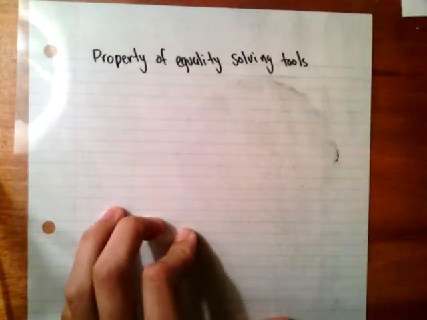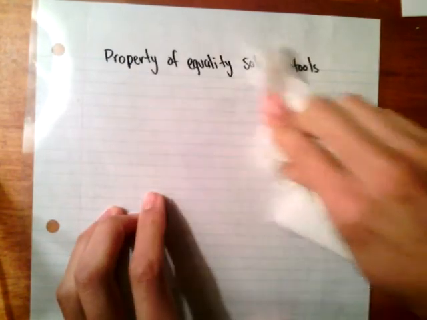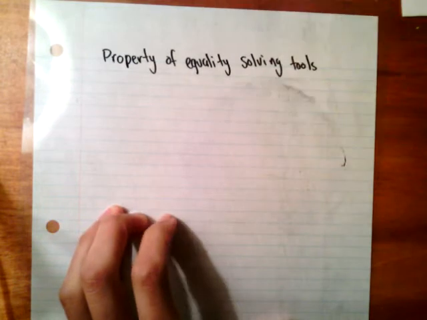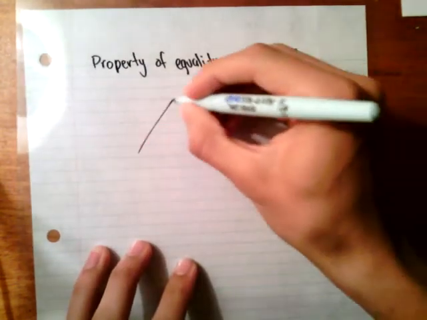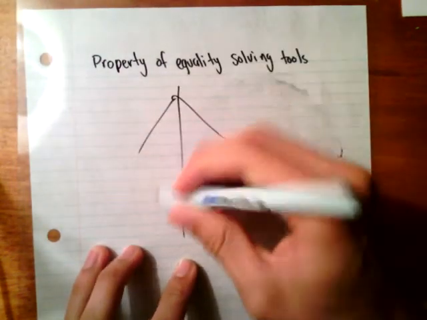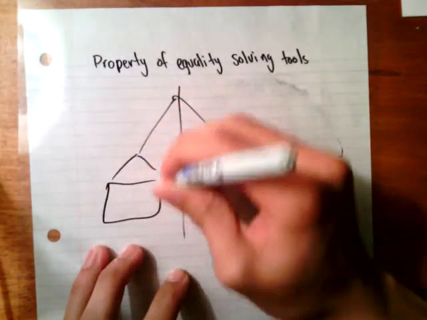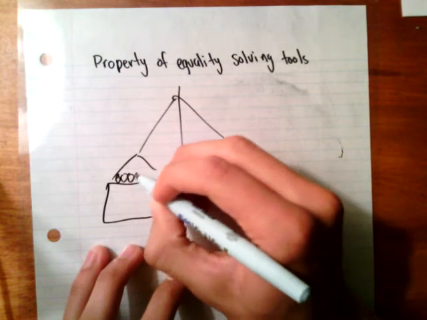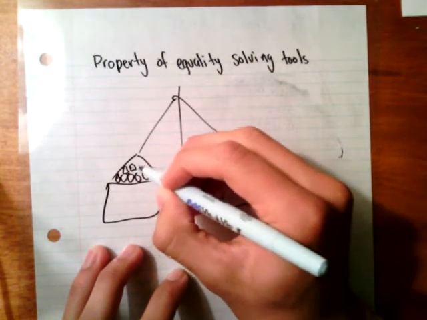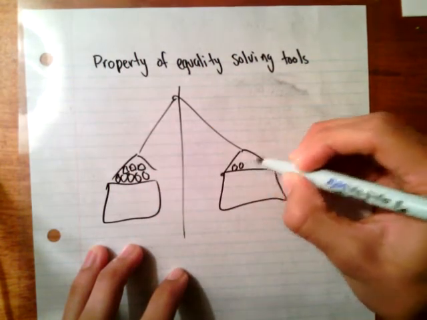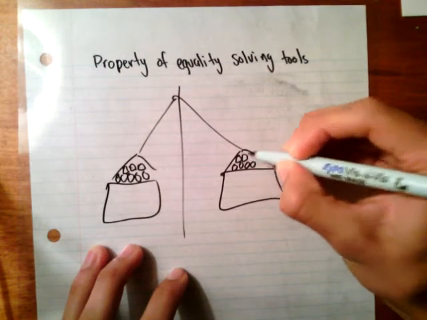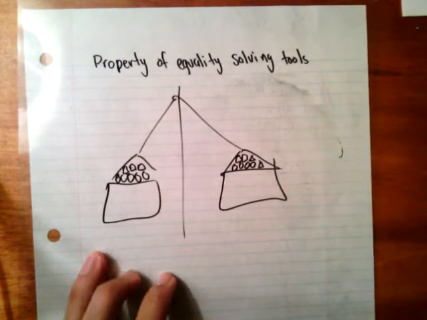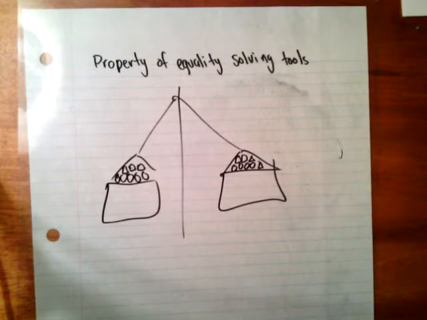Okay, so let's go back to this scale. Now, I have this scale. It has a certain amount of objects inside. Now I use some circles and some rectangles and some triangles. Each one represents a different mass.